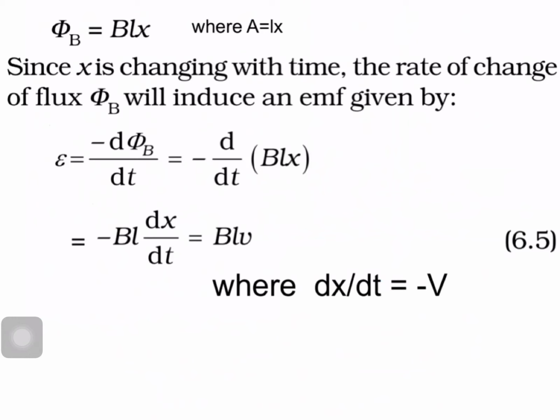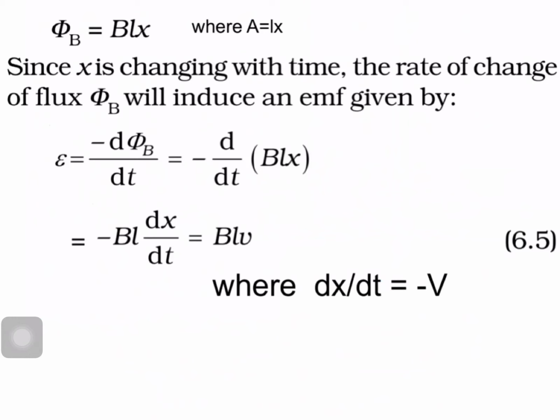You are familiar with phi. Phi is the magnetic flux. The magnetic flux formula you already know: phi equal to B dot A, where B is the magnetic induction and A is the area. Here, area equal to length into breadth, L into X. Since X is changing with time, the rate of change of flux phi will induce an EMF. That means Faraday's second law, E equal to minus d phi by dt.